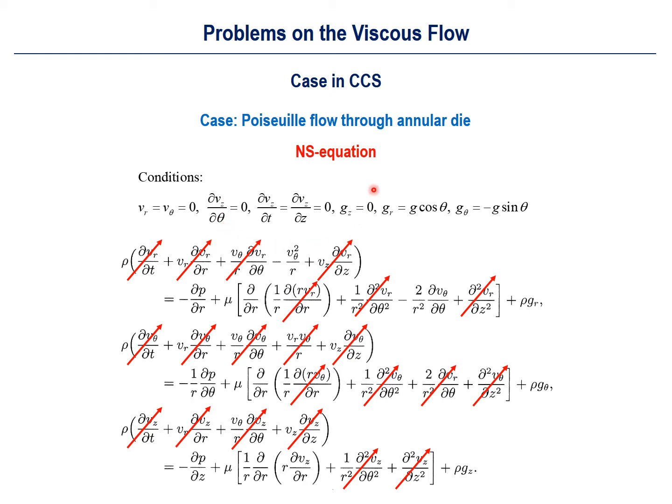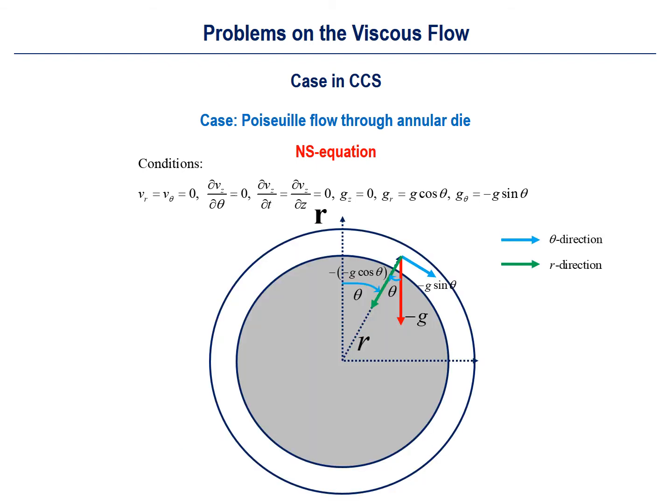So in these equations, we will cancel out as many terms as possible, and for the gravity terms, there will be Gz is equal to 0, Gr is g cosine theta, and G zeta is negative g sine theta. Okay? And if you have some difficulties in understanding why the gravity in zeta and r direction are given like this, please refer to the schematic diagram or illustration shown in this slide.